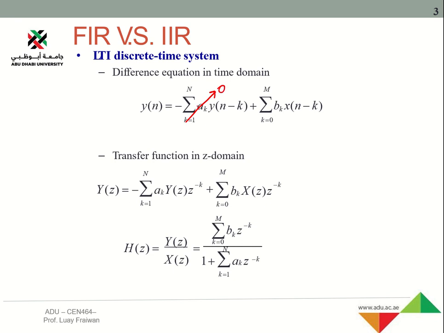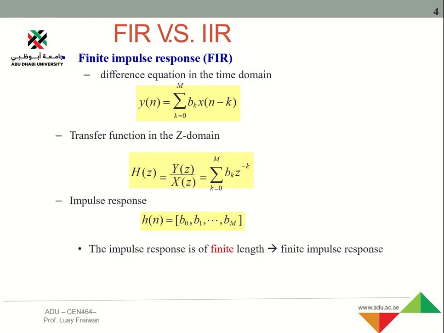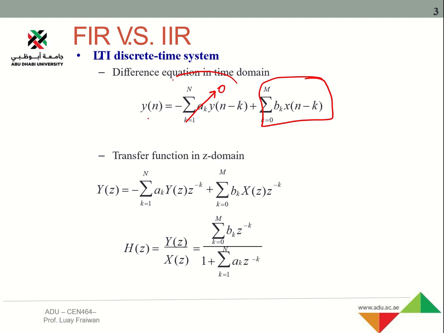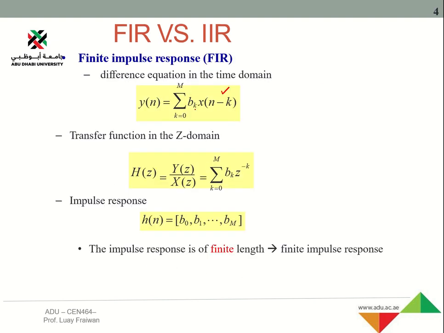This term will be gone. So my output will be only this one. This coefficient, this part, will be gone because I assume that a_k is 0. Now if you take its Z transform, this will be Y(z), equal to the summation from k equals 0 to M of b_k X(z) times z to the power minus k. That is basically Y(z).